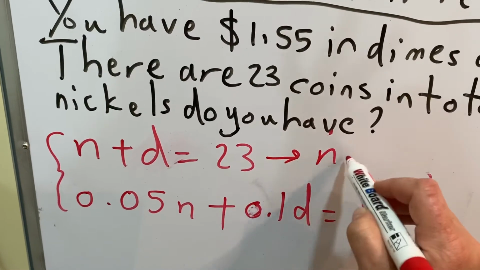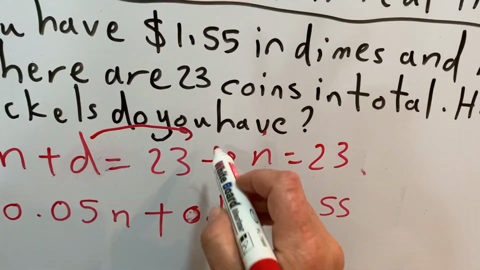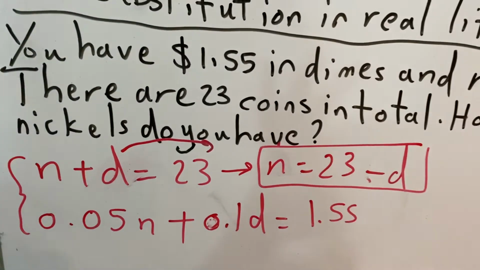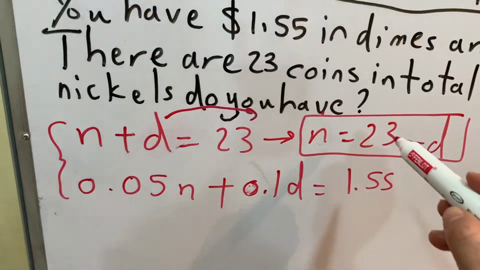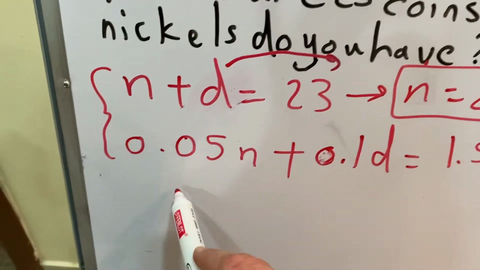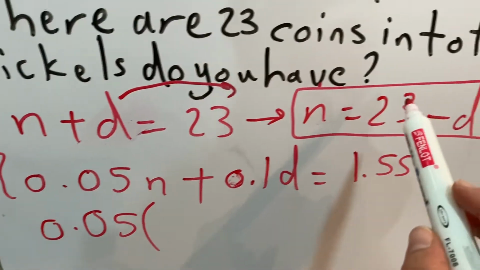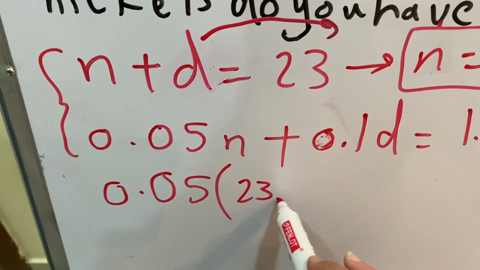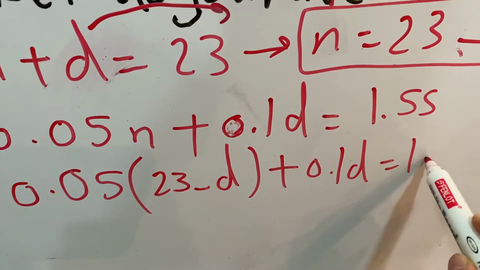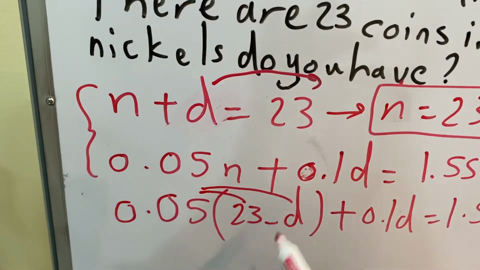So N equals 23, and the D will go to the other side. It's positive, when it goes it will become negative. So N equals 23 minus D. Then I will replace this value of N in the second equation. I will remove the N and put this value for N: 0.05 times the bracket 23 minus D, plus 0.1D equals 1.55. Then I should do the distributive property here.